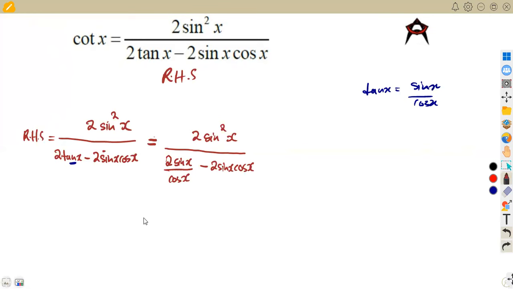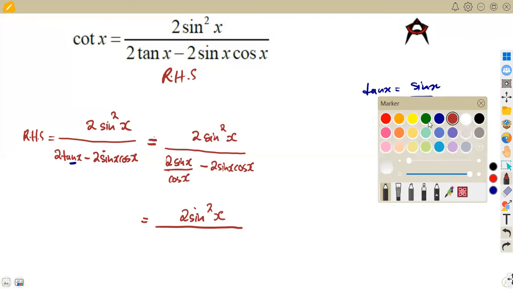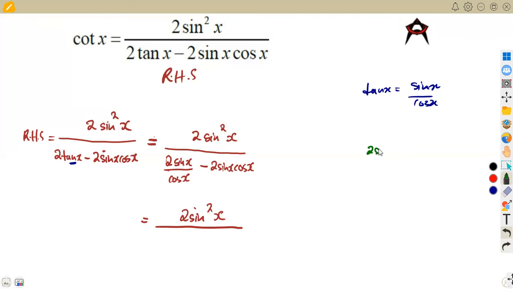term or a single fraction, meaning to say we are going to have 2 sine squared x over the answer that we are going to obtain from these two. So let us try to simplify these two aside. So we have 2 sine x over the cosine of x like this, minus 2 sine x cos of x. So this can be given as over 1.